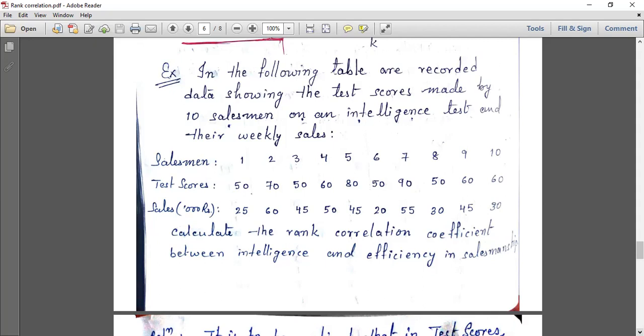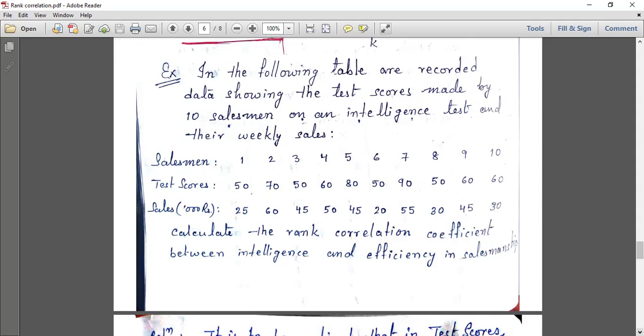the other variable. So what we need to do is find the rank correlation between the intelligence and efficiency in salesmanship of the 10 salesmen. So let us do that. And you can see from the data that here we have tie ranks.